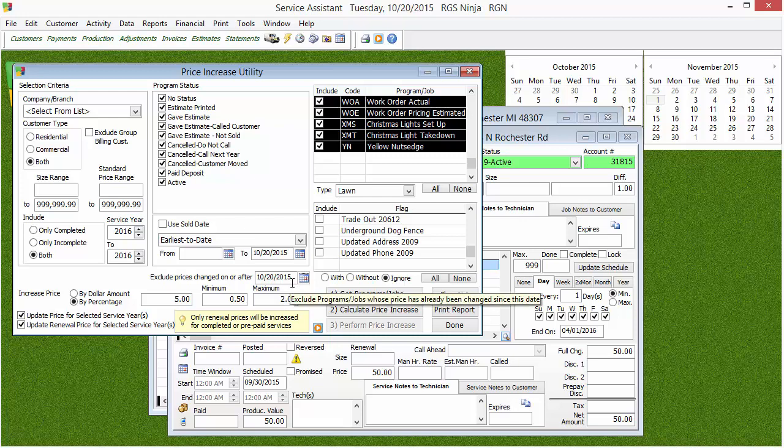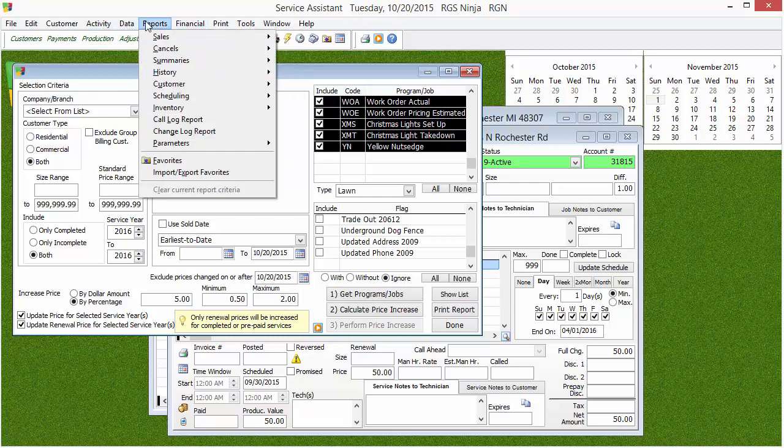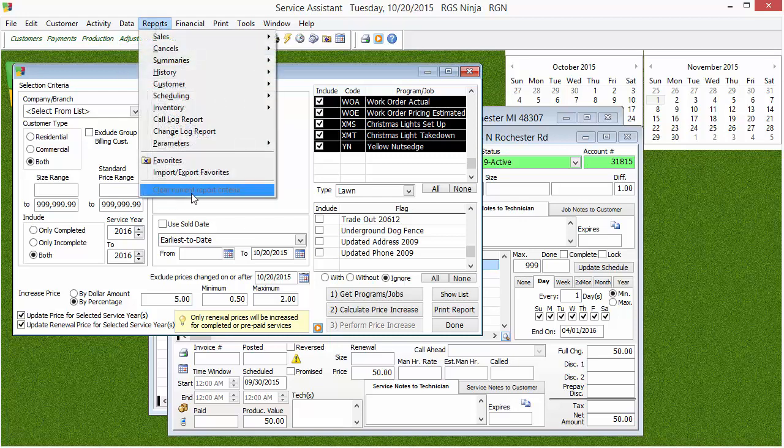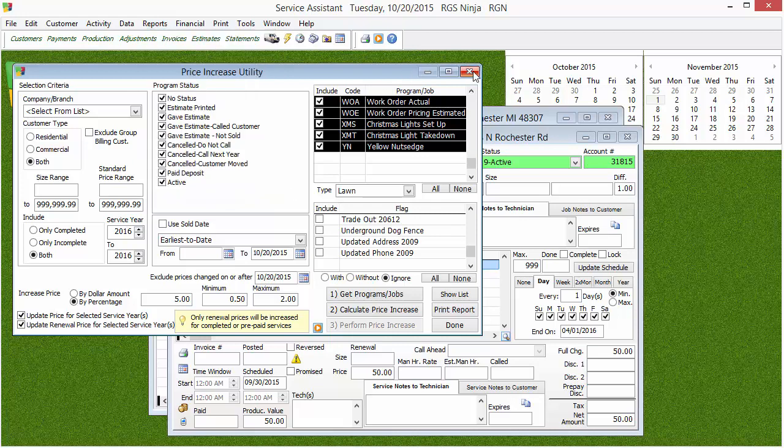As with a lot of other screens, if it's not showing the exact information you want, you can close the screen and reopen it to reset it. Unfortunately, the clear current report criteria does not work for this particular screen, but like I said, we can just close and then reopen it. So like I was saying, one checkbox, one drop down can make a world of difference.